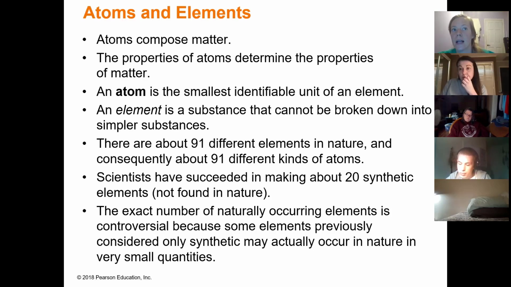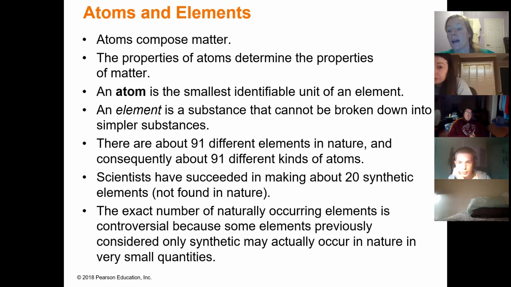An atom is classified as the smallest identifiable unit of an element. So if I had a hunk of carbon and I cut it in half and cut it in half and cut it in half all the way down, its most definable but smallest incremental unit would be a single atom of carbon.